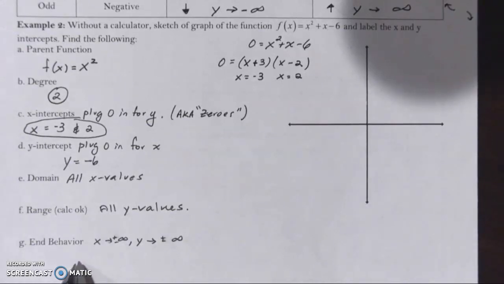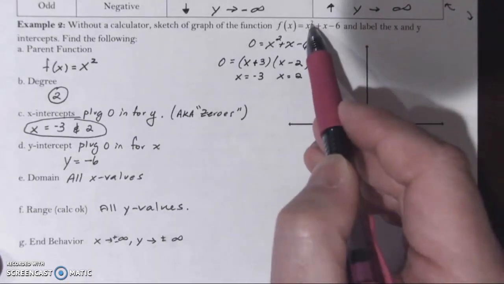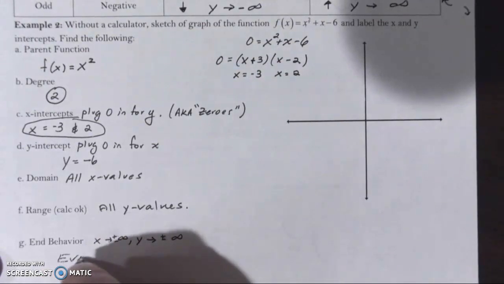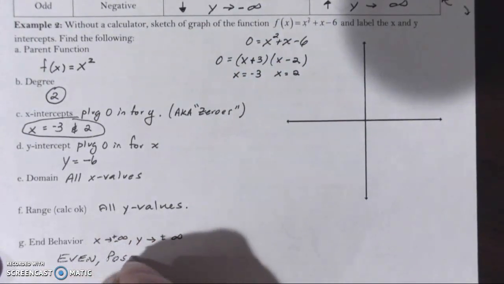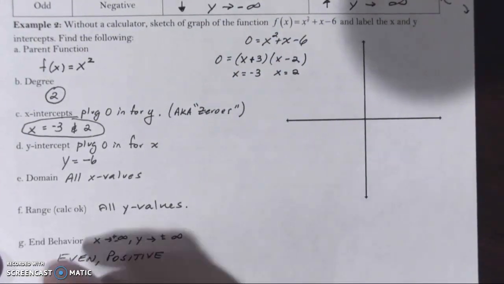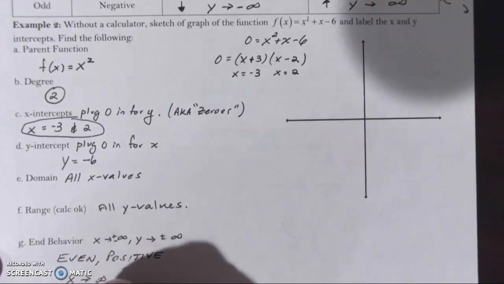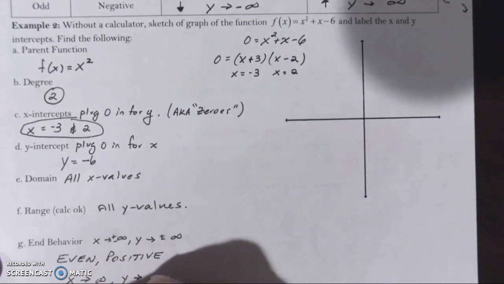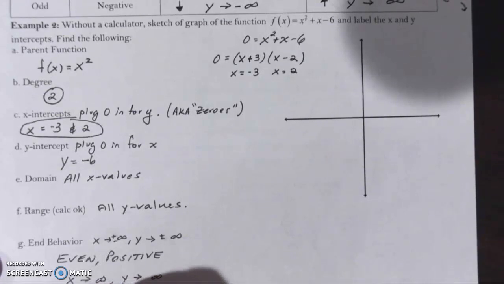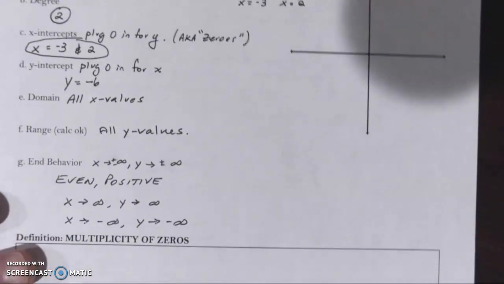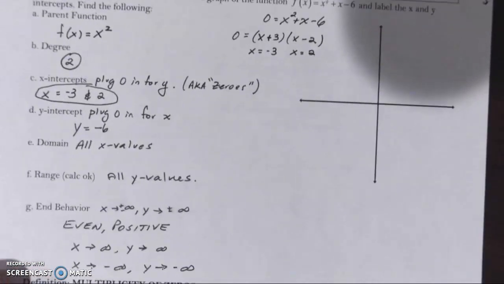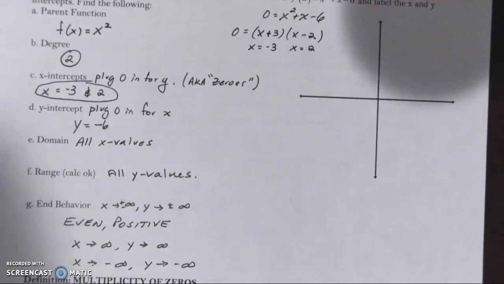Well, let's actually go down to the end behavior. Okay, this is an even degree, and its leading coefficient is positive. So as x approaches infinity, y approaches infinity. As x approaches negative infinity, y will approach negative infinity. Okay, so we've got all that stuff going on. All of these things will lead to the shape of our graph.